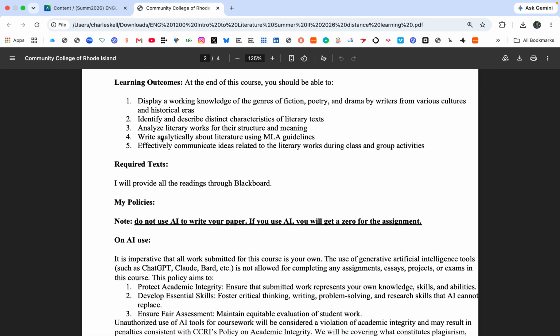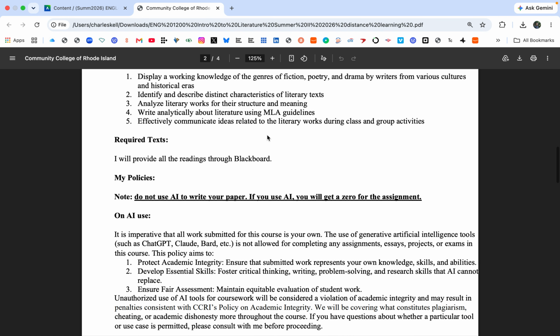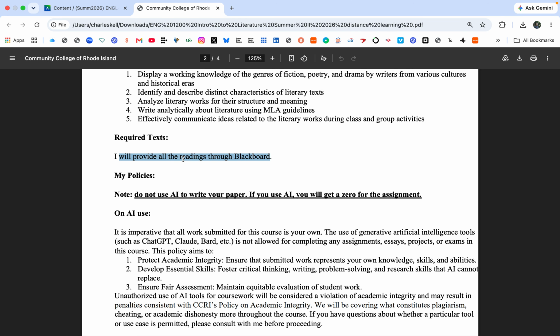Identify and describe distinct characteristics of literary texts. Analyze literary works for their structure and meaning. Write analytically about literature using MLA guidelines. Effectively communicate ideas related to literary works during class, which is our online. I will provide all the readings through Blackboard, and I'll show you that in a minute.